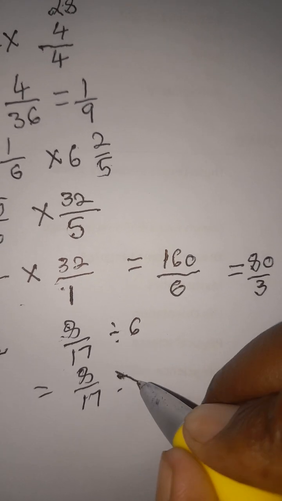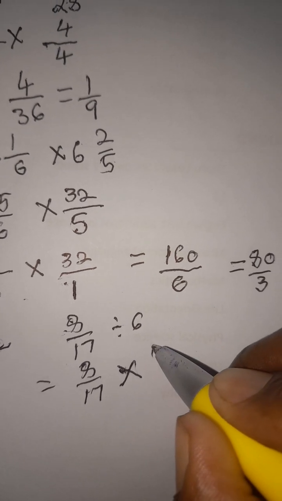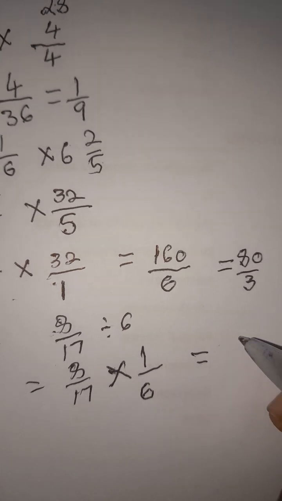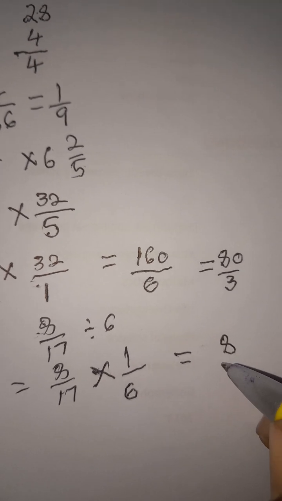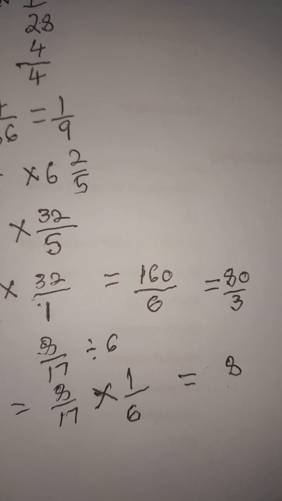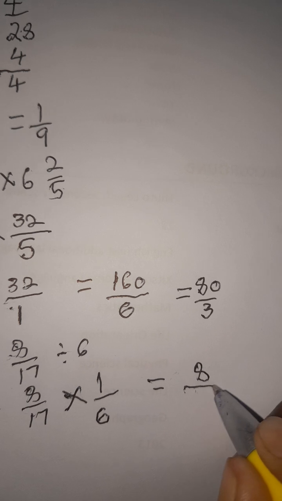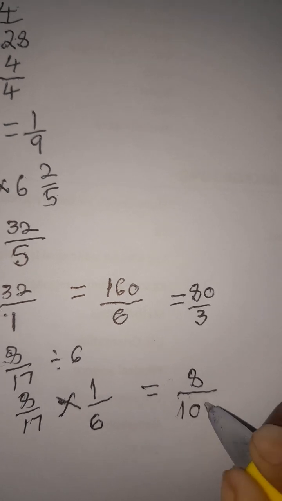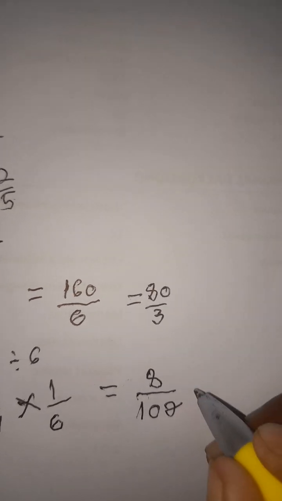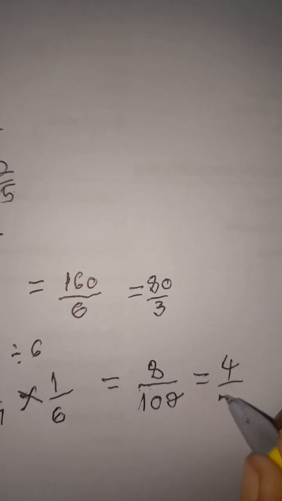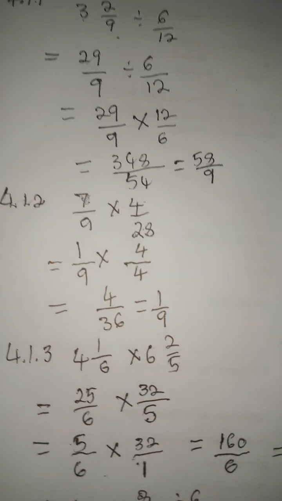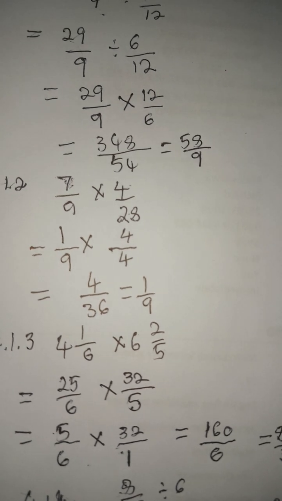Remember, the inverse of division is multiplication. So in other words, this will be 1 all over 6, right? So what is 8 times 1? It's 8. Then what is 17 times 6? 17 times 6, that's 102. So let me divide 8 all over 102. That will be 4 divided by 51. So that's how, guys, you would work out question 4. I hope that's very clear.